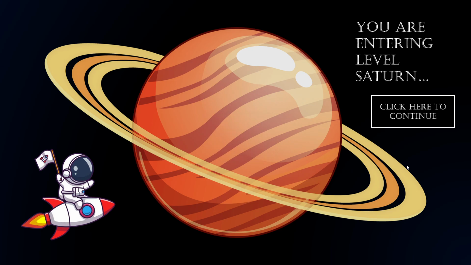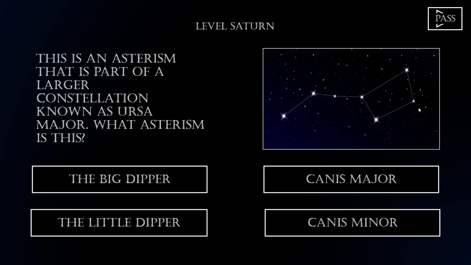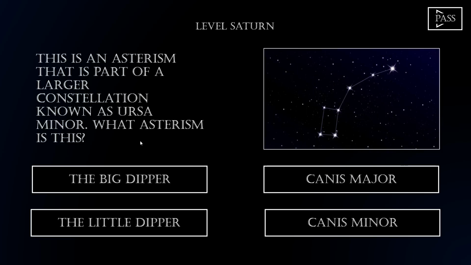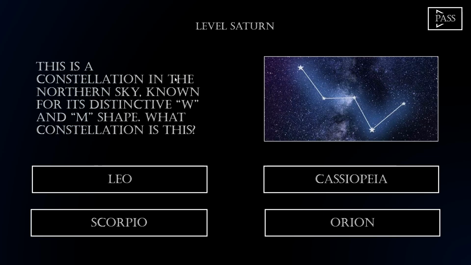And now we're entering level Saturn. I'm going to click here to continue. And now this is more image-based questions, but now we have 4 choices to choose from. This is an asterism that is part of a larger constellation known as Ursa Major. What asterism is this? I'm going to say Big Dipper. That's correct.